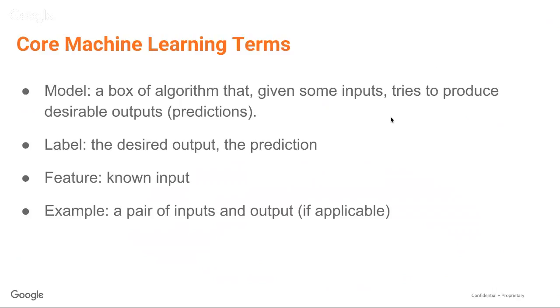Feature is a known input. For example, before all the characteristics of a fruit are fed into a system, we extract features. So features and characteristics are the same thing. Like the texture of an orange is the feature or characteristic. What is that feature? It's basically having a rough surface. That can be one of the things. Feature is a known input. Example is a pair of inputs and outputs, if applicable.